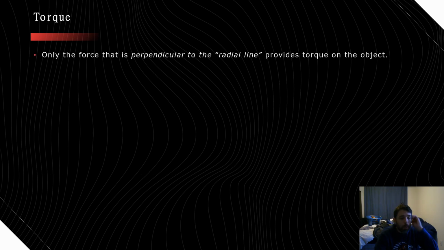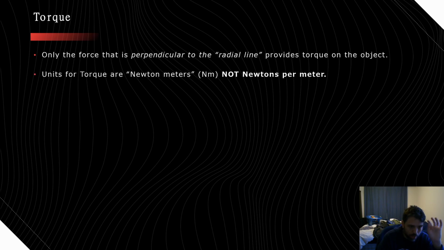All right. So only the force that is perpendicular to the radial line provides torque on the object. So what is this radial line? I'll cover that in a second. But let's talk about units first. Units for torque are newton meters, not newtons per meter. Students always want to say newtons per meter. No, it's not newtons per meter. It's just newton meters, right? It's the force times the r, the radius. Newtons times meters. Newton meters.